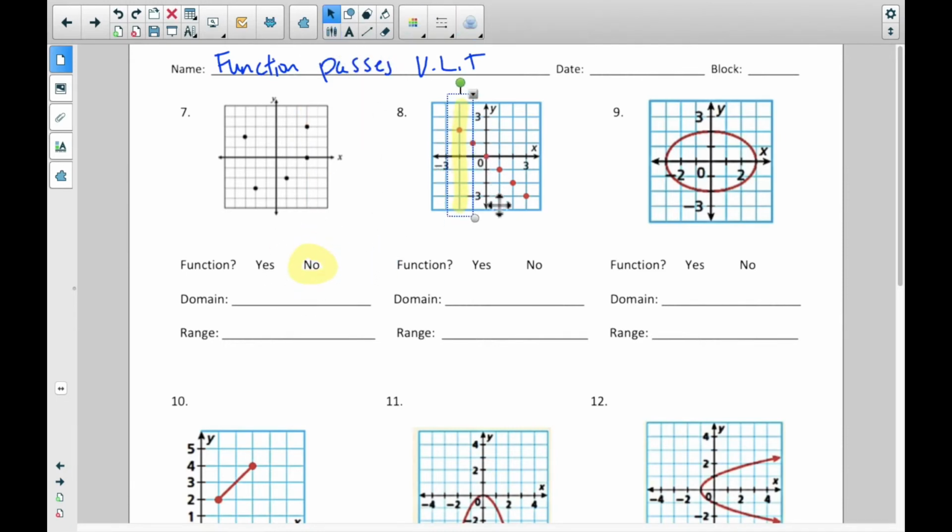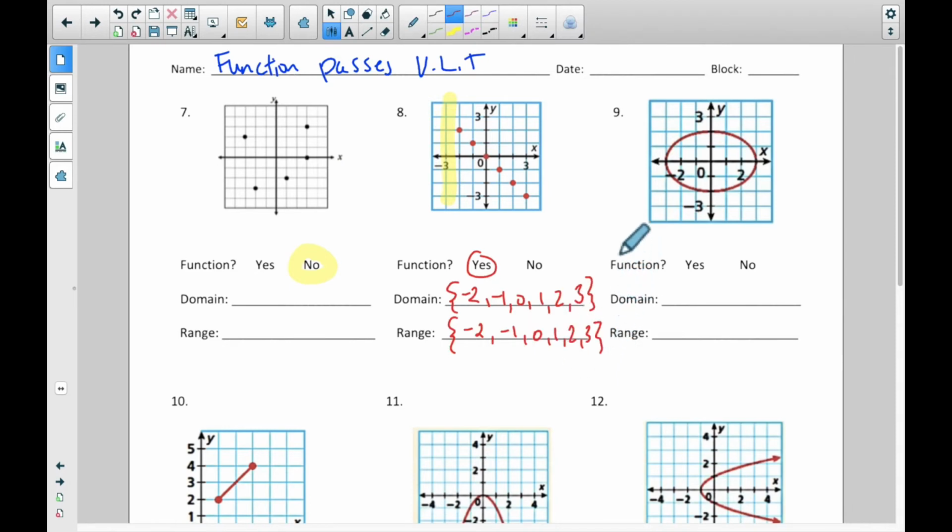All right, let's come to the next one. Is this a function? It is a function because there's nowhere that it hits more than one at a time, right? More than one dot at a time. They're all individual, separate. So this one is a function.